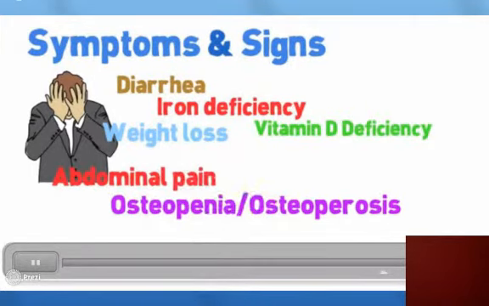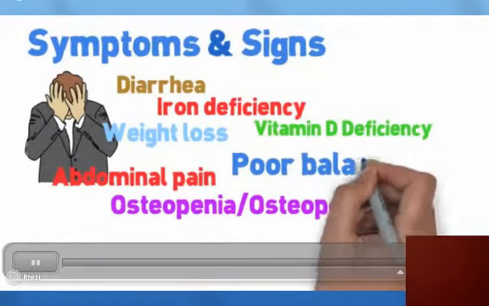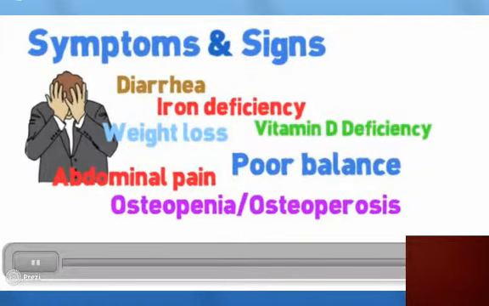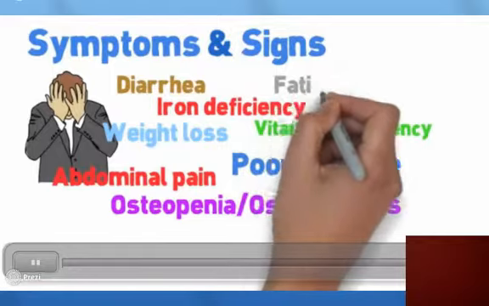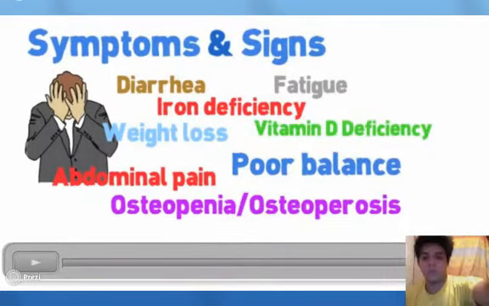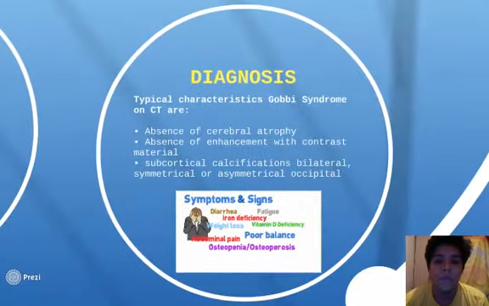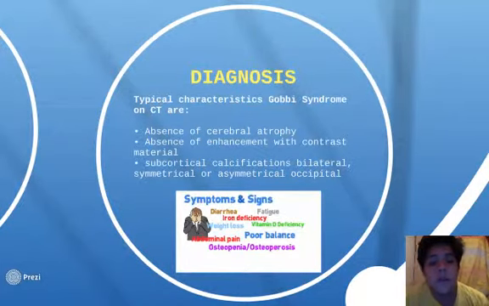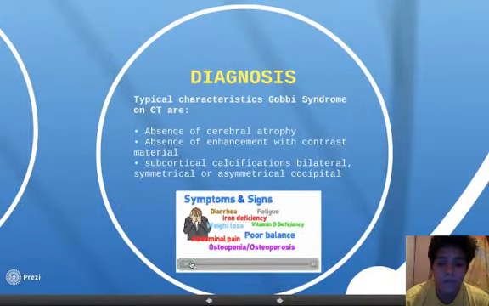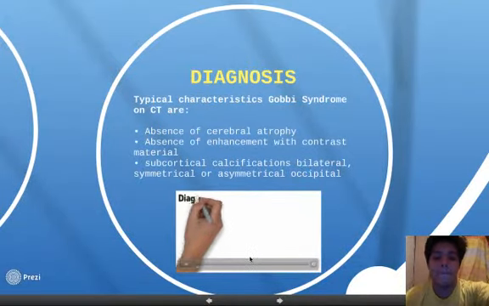In addition to abdominal pain and weight loss, you can also develop just poor balance because of lack of B12 absorption to the body, developing B12 deficiency. Diagnosis: typical characteristics of syndrome or CTR: absence of cerebral atrophy, absence of enhancement with contrast material, subcortical calcification, bilateral, symmetrical or asymmetrical occipital. Fatigue. So all these are associated with celiac disease.